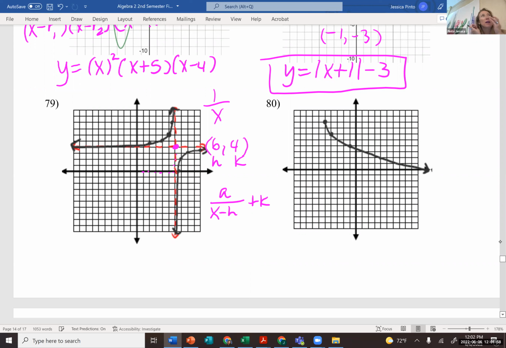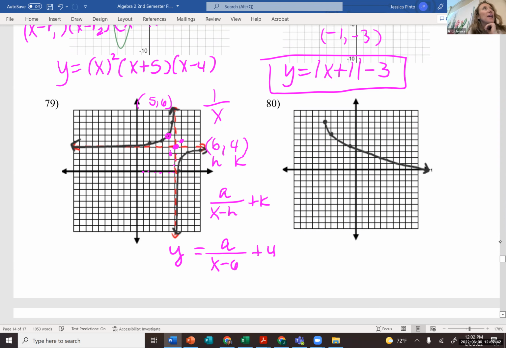The thing that's going to be a little bit hard for me to determine is the a value. So a value of 1 would be right here. Definitely not an a value of 1. So based on this, I see that the a value is negative. So we're going to use an ordered pair to determine this. This is the algebraic method. So I see this really bold ordered pair at 5, 6. I'm going to say a over x minus 6, and then plus 4 is equal to y.